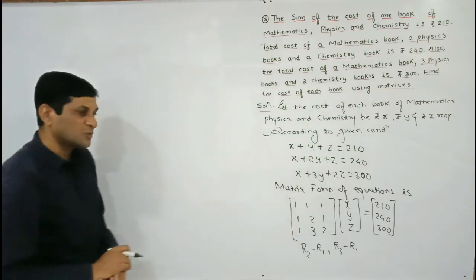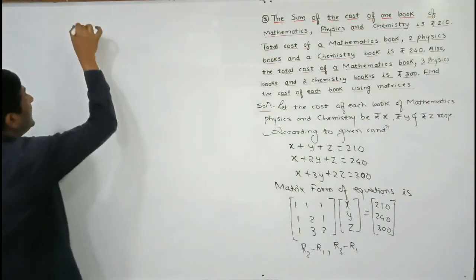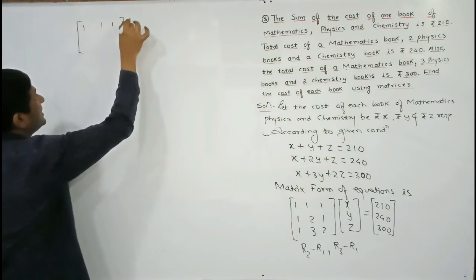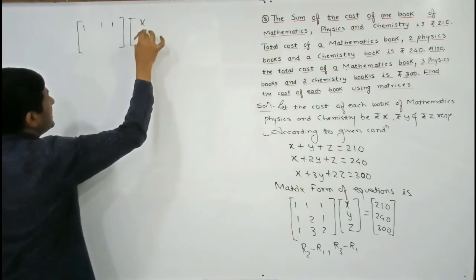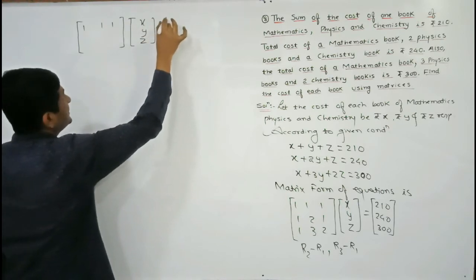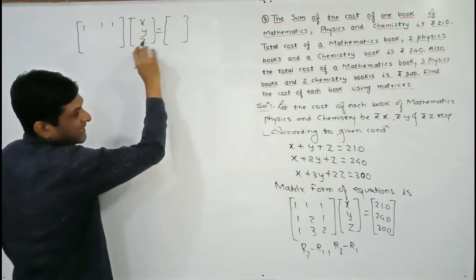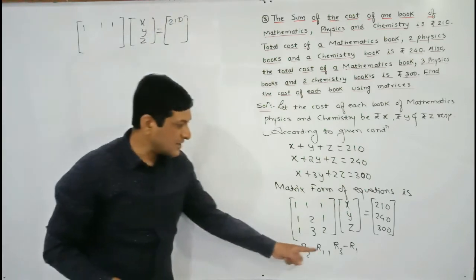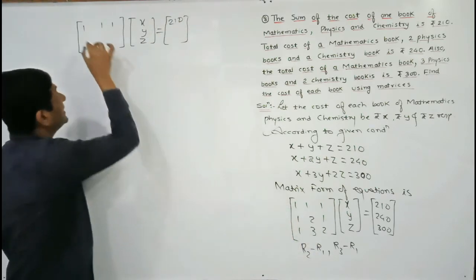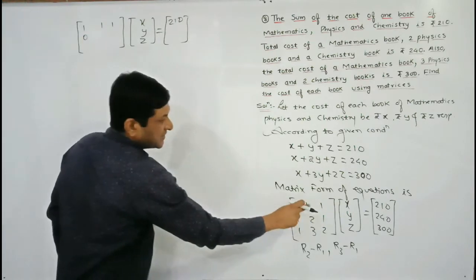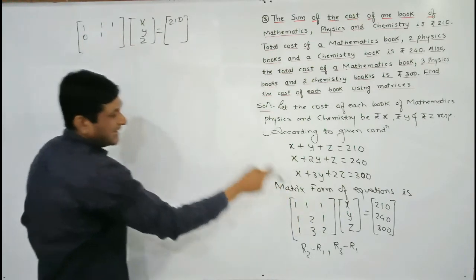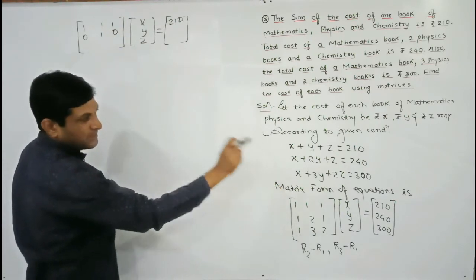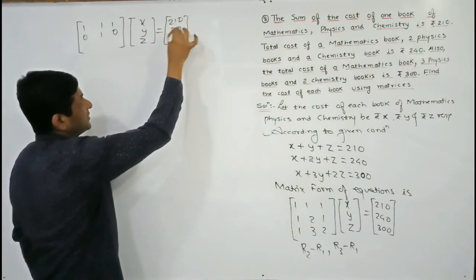Let us perform these 2 operations on the elements of R2 and R3. So keep the element of R1 as it is, 1, 1, 1. The second matrix is always constant. On this side also keep the element of R1 as it is, that is 210. Now R2 minus R1 means 1 minus 1 is 0. Here 2 minus 1 will be equal to 1, and here 1 minus 1 will be equal to 0, and there 240 minus 210 will be equal to 30.